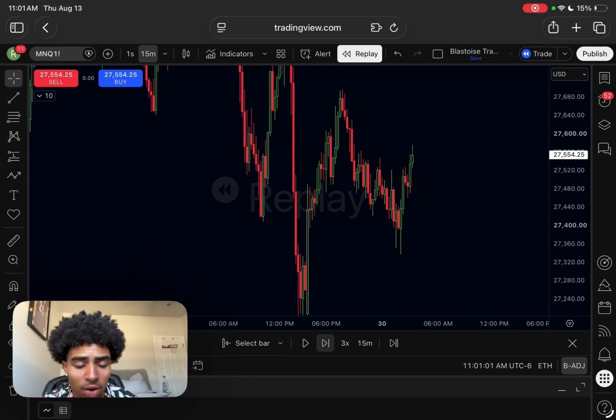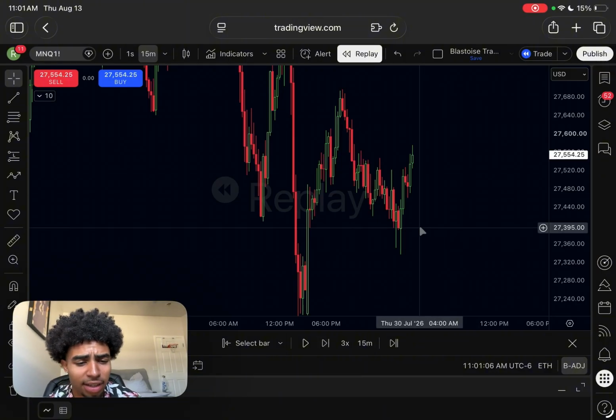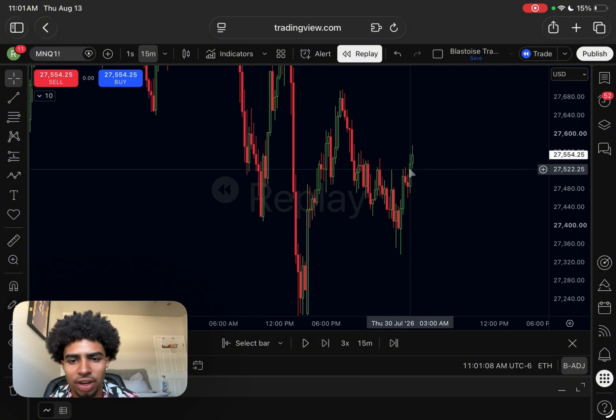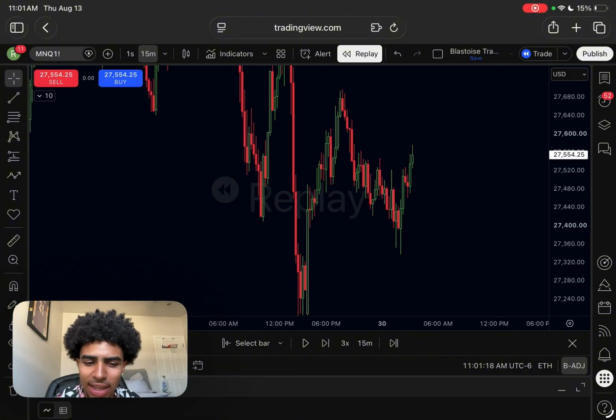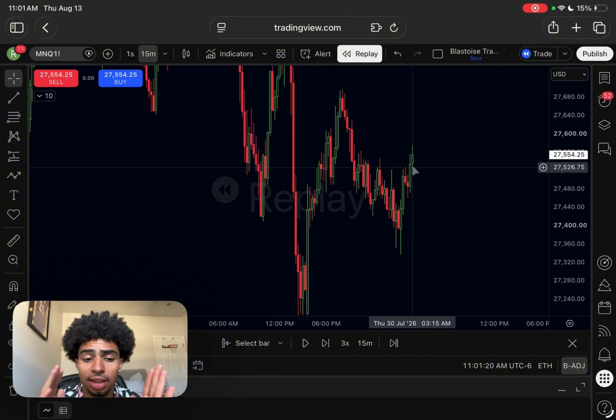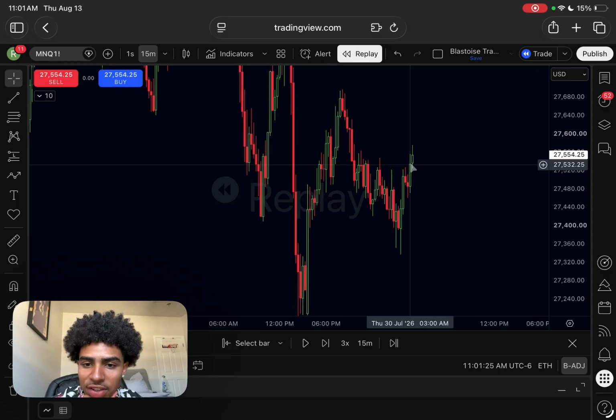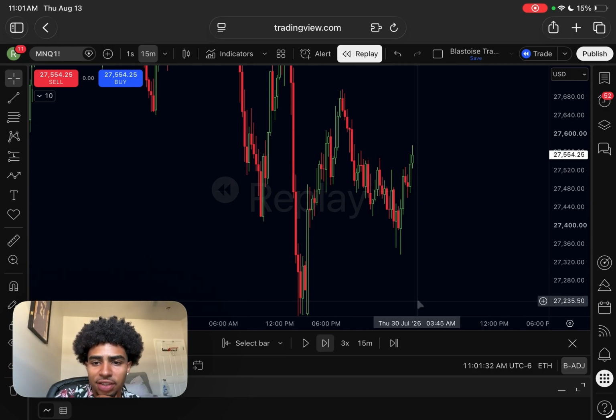Right? Look at that. We just broke structure to the upside. I would consider this a clean break of structure because I personally like when the body closes above the wicks. For me, that is just what I like to use to read the market. That gives me better confirmation. But the average definition of a break of structure is when price closes above these areas right here. Okay? And let's see what price does. And price starts going up.